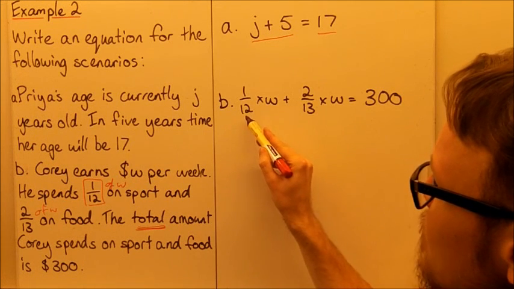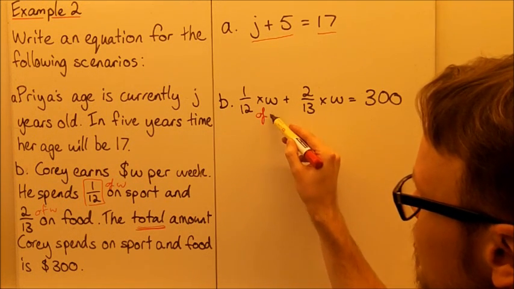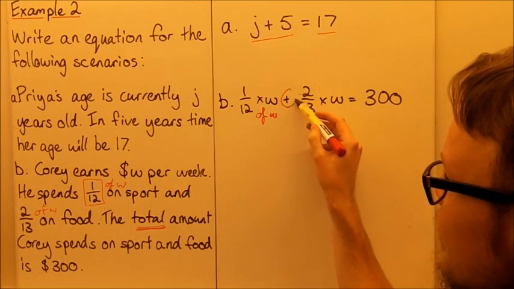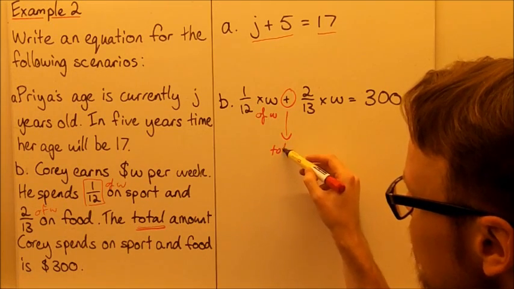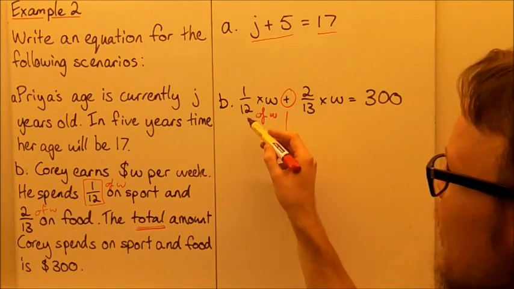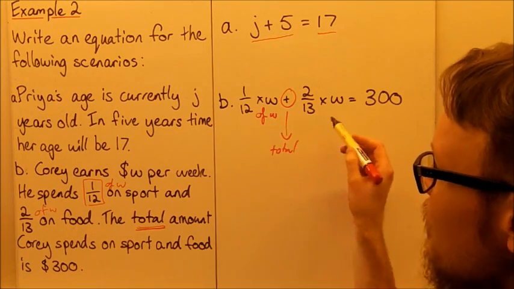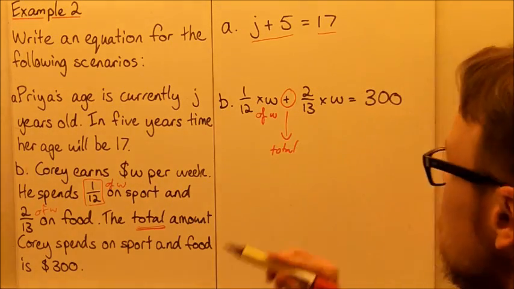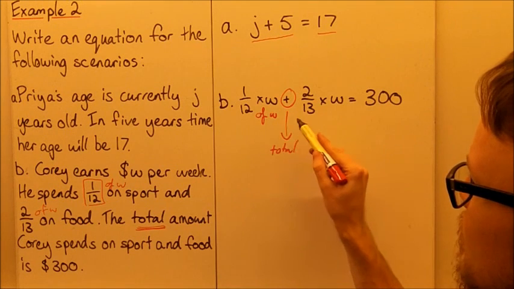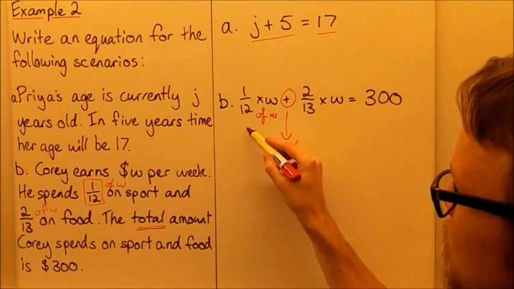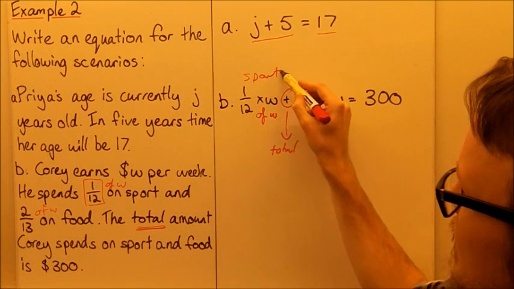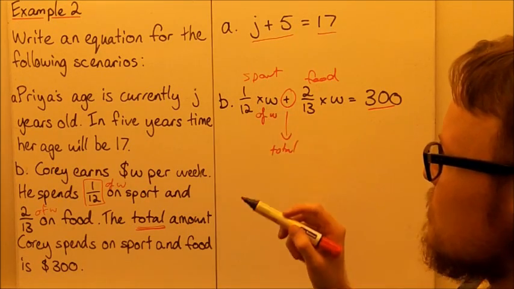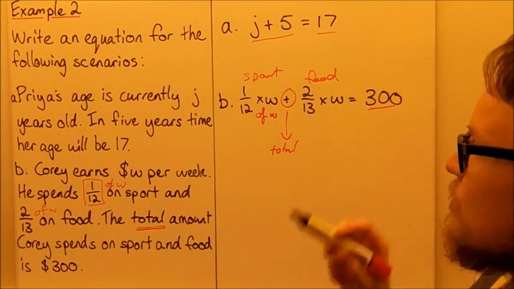So we see here 1/12 of W is the same as 1/12 times W, and we're adding together because this is the total. We're totaling up our total amount. We're adding this amount to this amount. And if we add those two numbers together, we get $300. So if we add this value, the amount he spends on sport, and this value, the amount he spent on food, we get $300. This is 1/12 times W plus 2/13 times W is equal to 300.